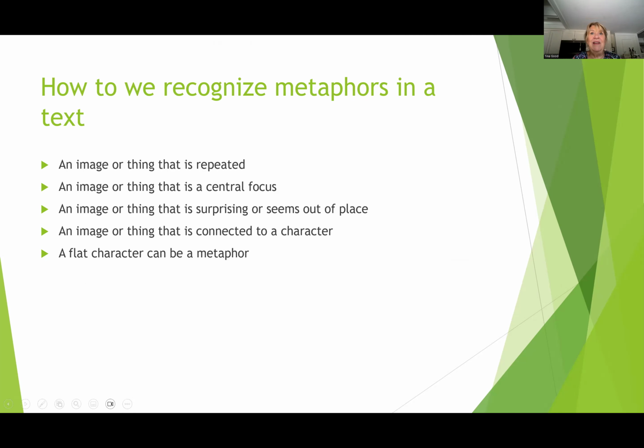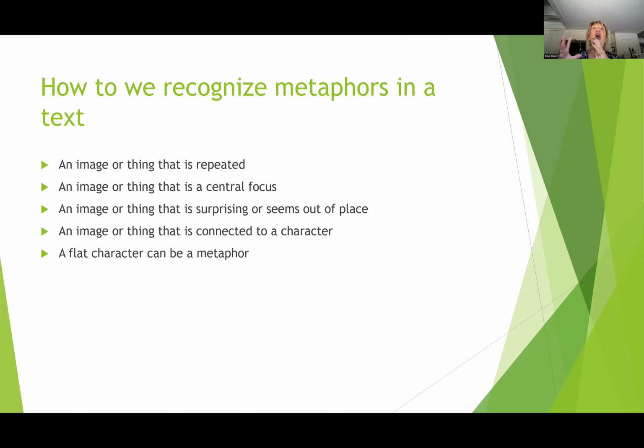So, how do we recognize metaphors in a text when we're looking for a metaphor and we want to conduct a literary analysis of the metaphors in order to understand the text? Okay, so we might look for an image that's repeated. So, for example, if it's raining all the time in the story, the rain's probably going to be a metaphor that we want to examine. An image or a central thing that is a central focus, right?